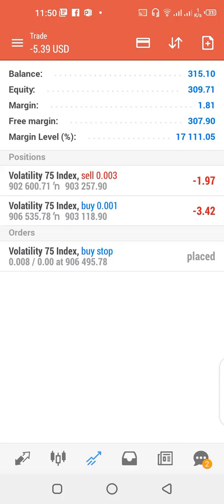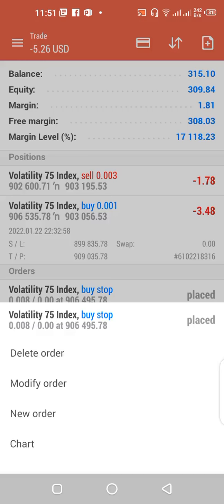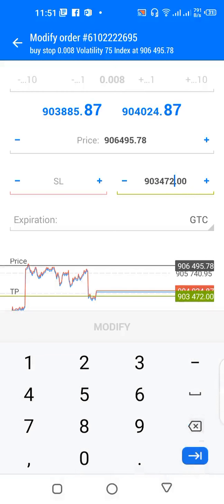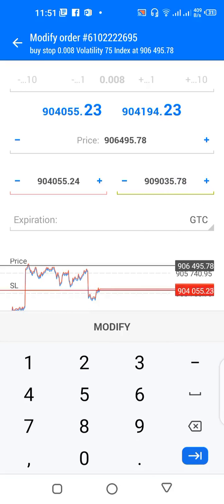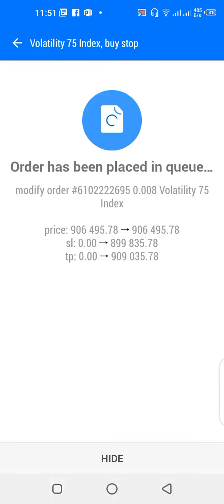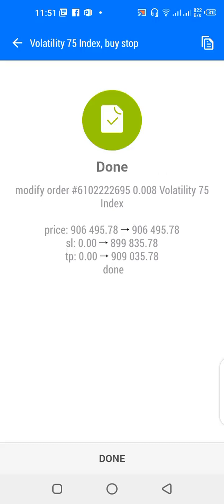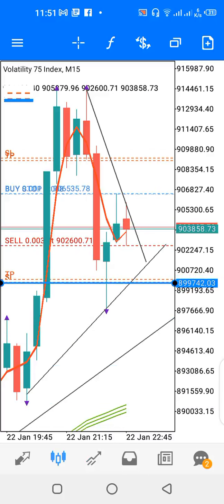So for my buy stop, I'm going to set the TP to be the same as the original or starting buy trade. Using the same take profit and stop loss, I'll be setting the take profit to 909,035.78, which is 2,500 points above my pending order. Then I'll be setting the stop loss to 899,835.78, which is 200 points below the take profit of my sell trade.